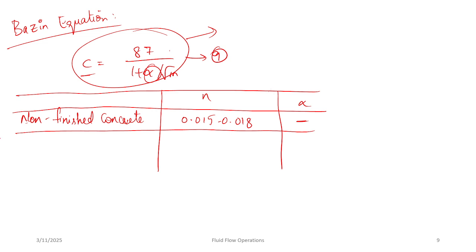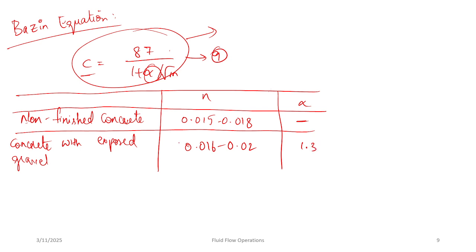And then if we go for something else like concrete with exposed gravel, if this is the material of the channel, then the value of n will be between 0.016 to 0.02, and the value of alpha is 1.3.